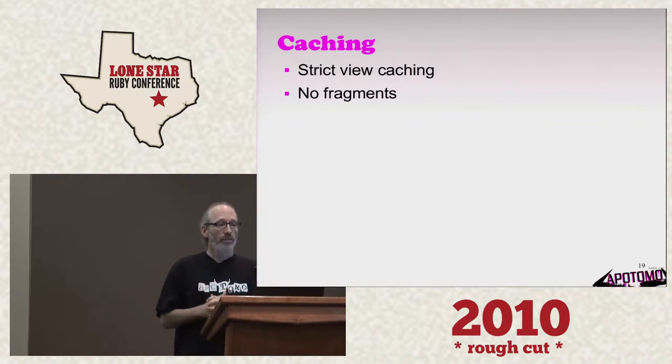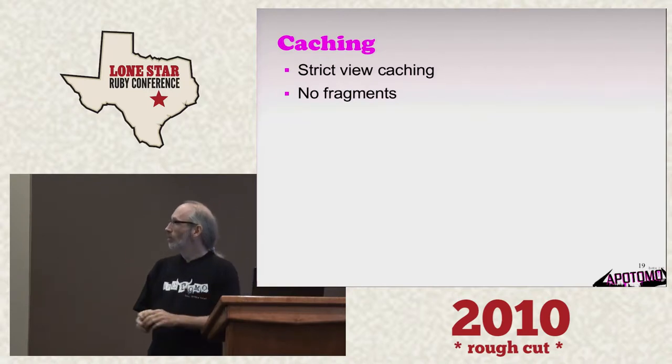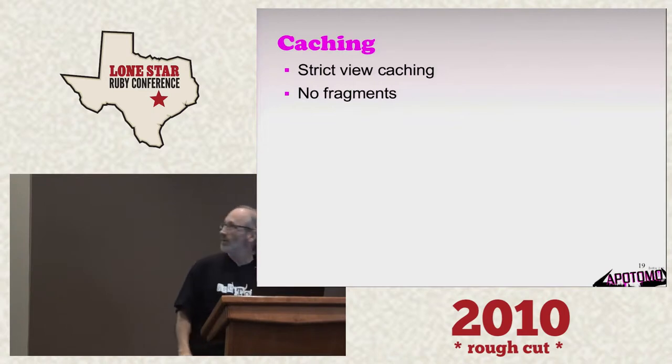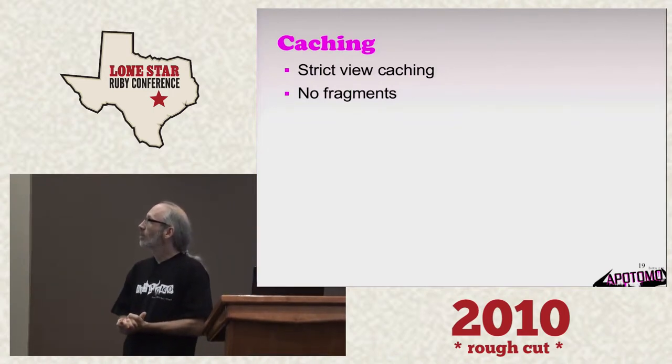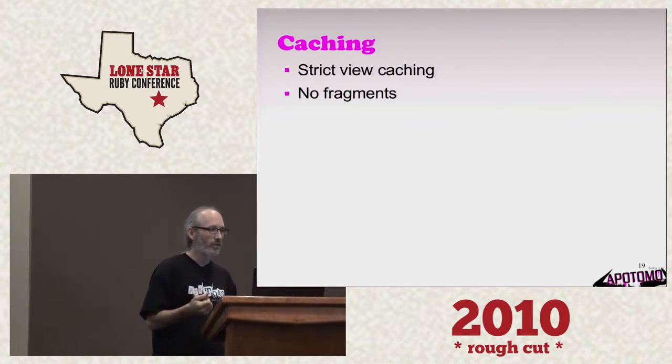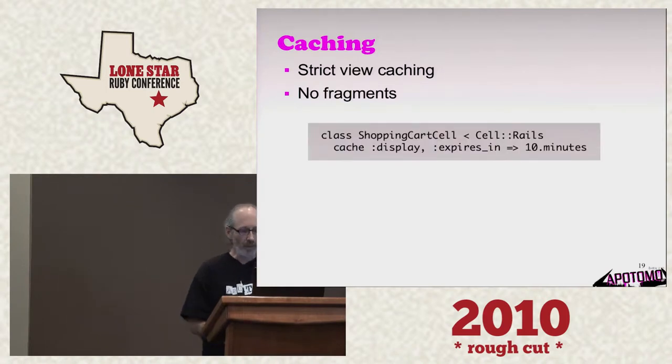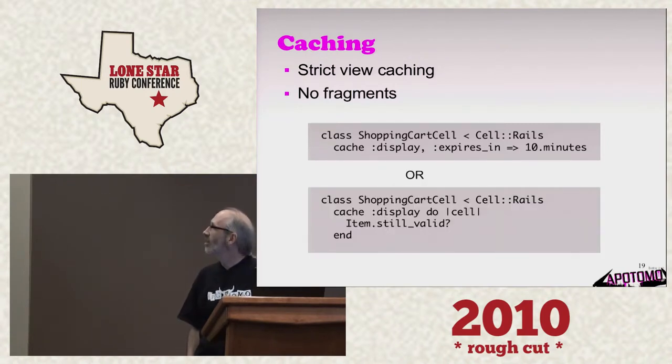Caching. We'll go over this quickly because we don't have a lot of time left, but it doesn't do strict view caching. It does no fragment caching. You can actually specify the cache that you want inside the cell. So for instance, in this case, if you have a shopping cart, you can say, well, it expires in 10 minutes. Or you can pass it a block, and in that block, you can do anything you want to be able to expire the cache.